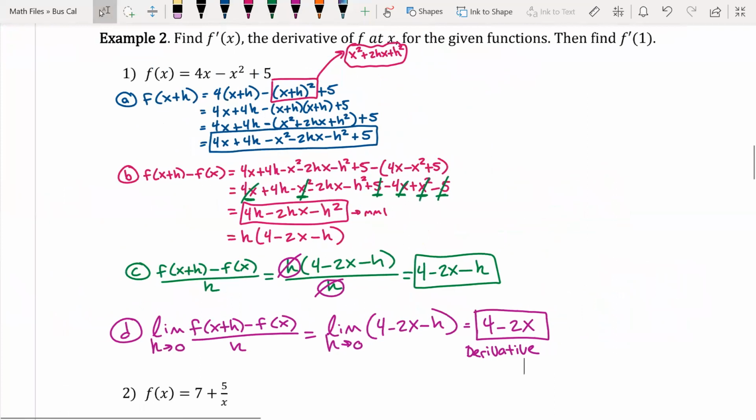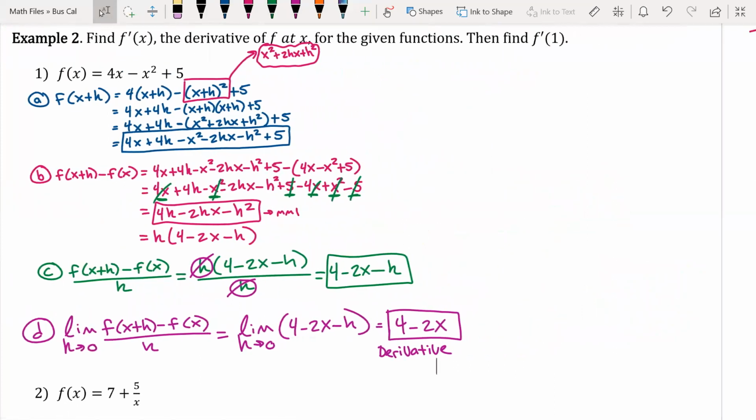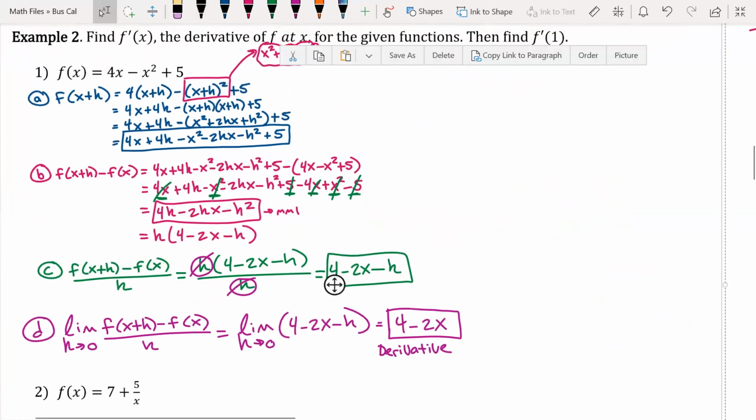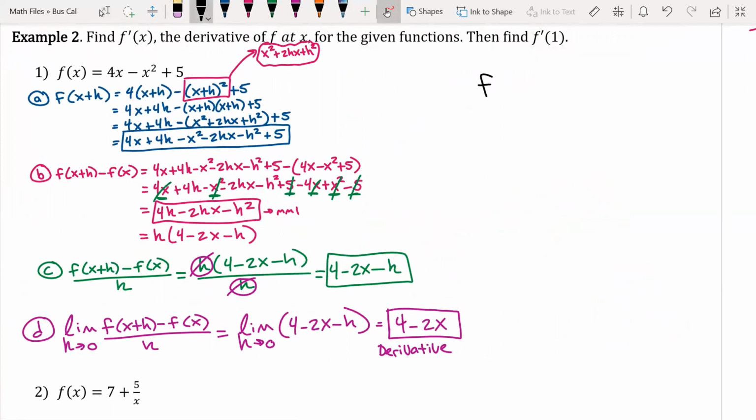All right. So you see all that algebra involved? Very easy to make a mistake. And you don't want to make a mistake when you have a bunch of work. Okay. And then another way to rewrite our answer is we will say f prime of x, which is the derivative, equals 4 minus 2x.